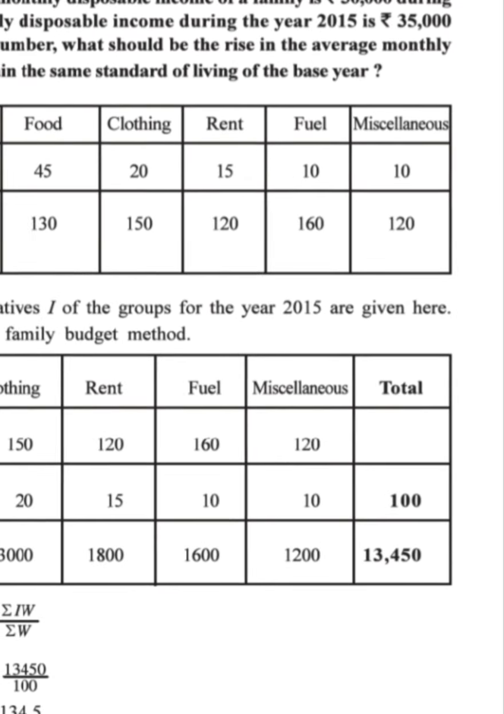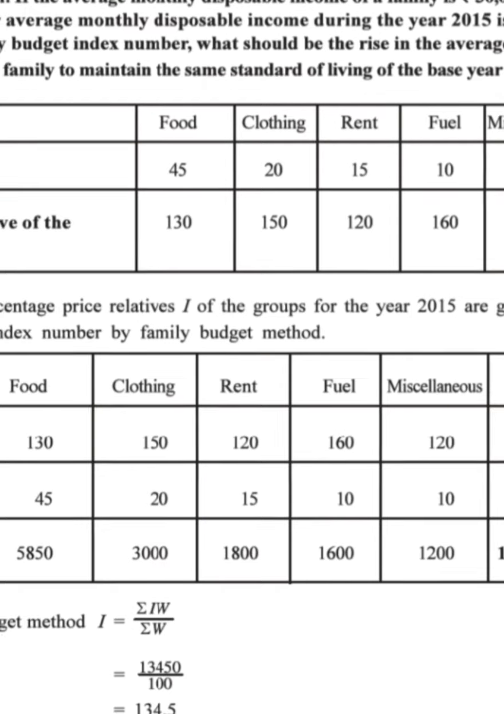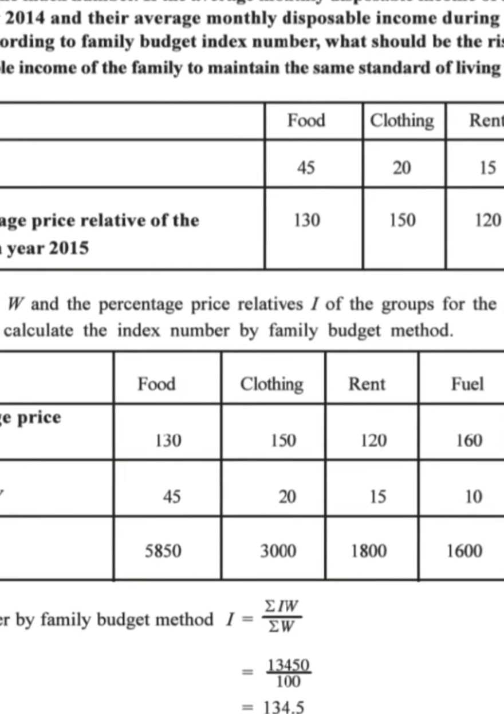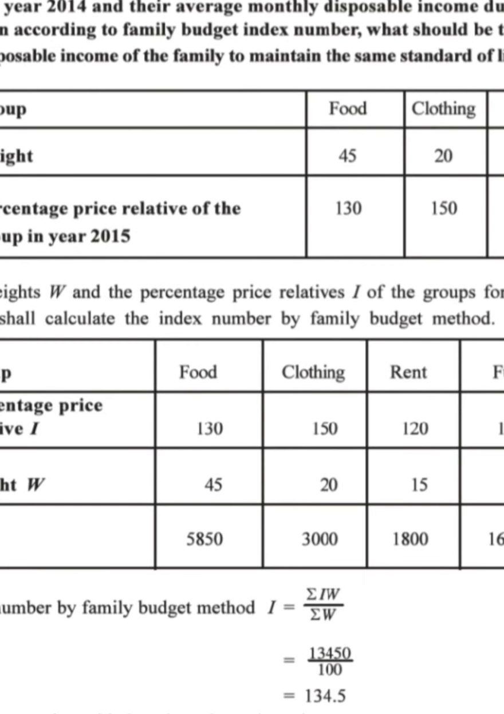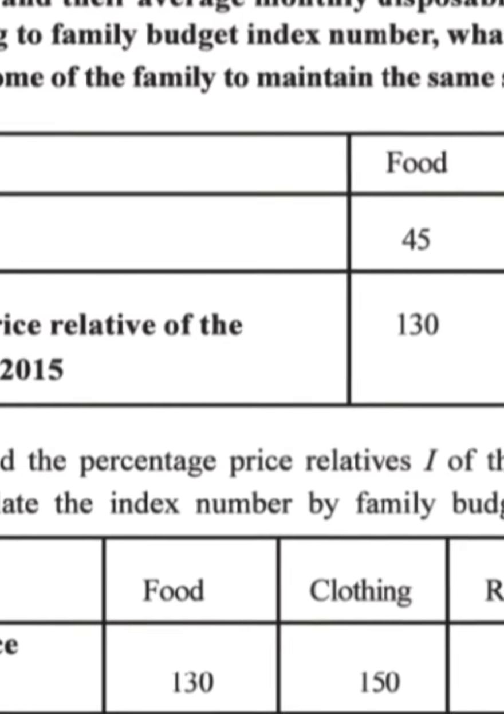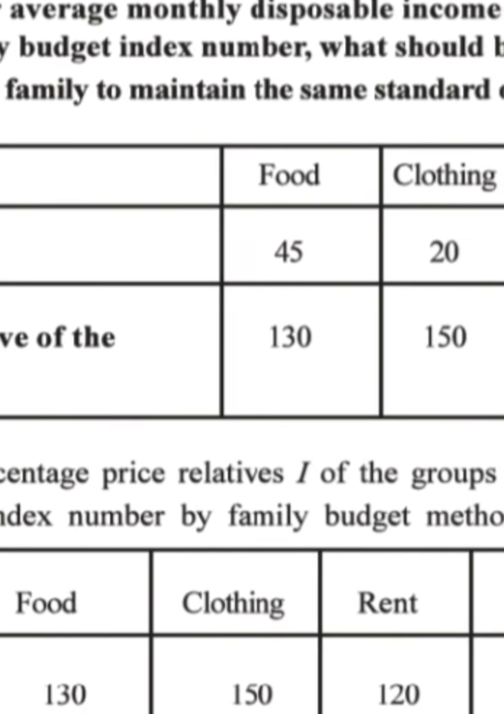Children, over here it has been told we have to find out the index number. They have given us that in 2014 the average disposable income of the family was 30,000 and in 2015 it was 35,000. They have told us to find the index number by the family budget method. As it is the family budget method, we are going to use the formula sigma IW upon sigma W to find the index number.